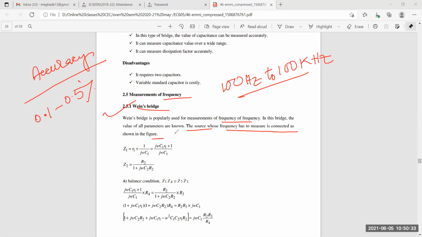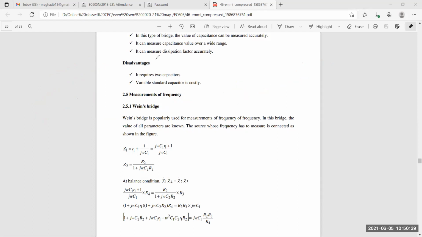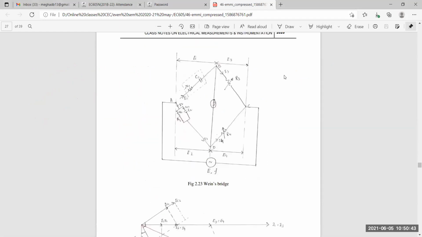Now let me show you the figure first. Okay, let me take you to the figure. Look into this figure. I think this figure is visible to you all. Let me enlarge it.